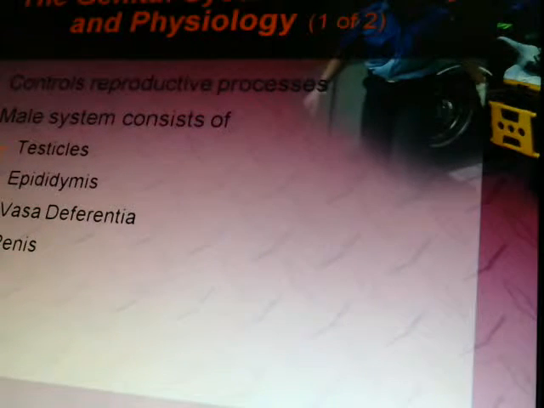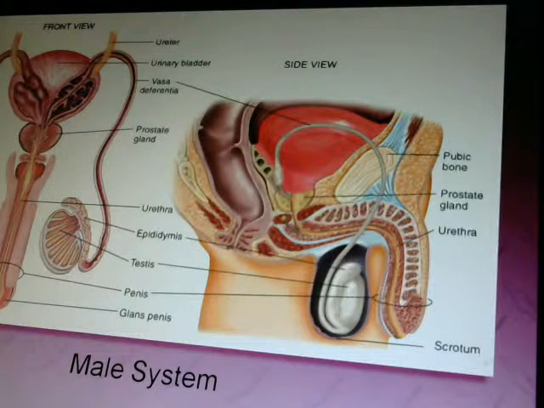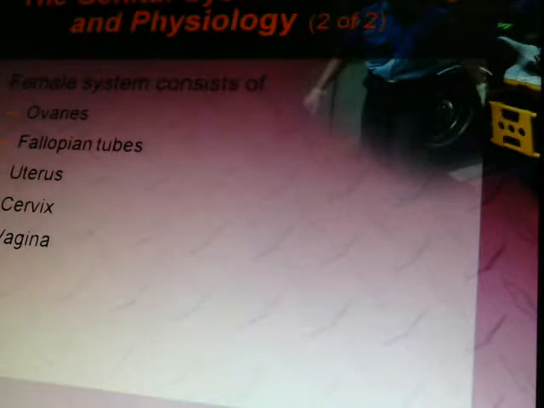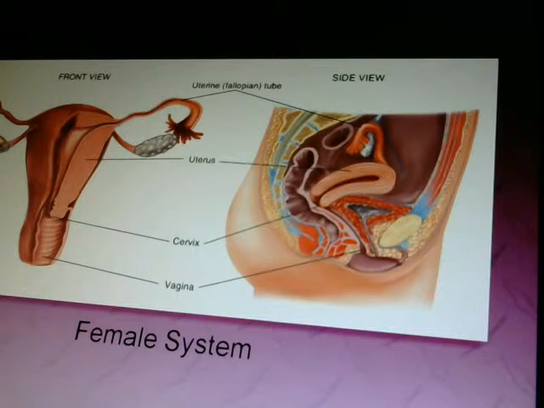Some more things about the genital system, anatomy and physiology. It controls the reproductive process. The male system consists of the testes, your vasa deferentia, and then your penis. Nice view here. The female system consists of your ovaries, your fallopian tubes, your uterus, your cervix, and your vagina. Pictures. Also you've got your ovaries and your eggs.